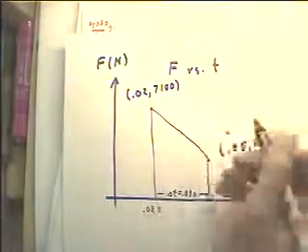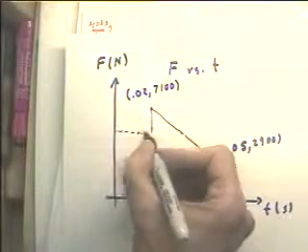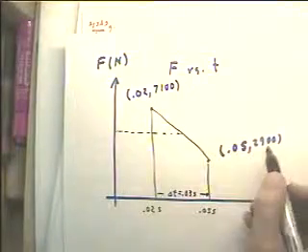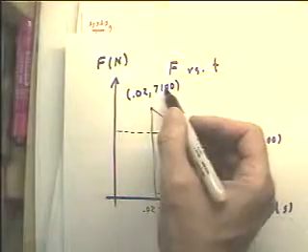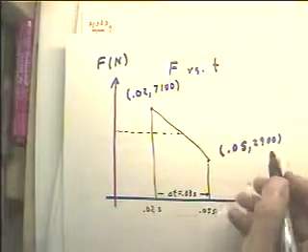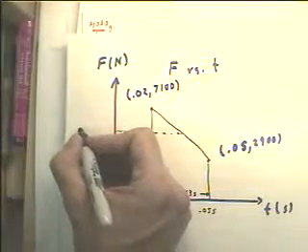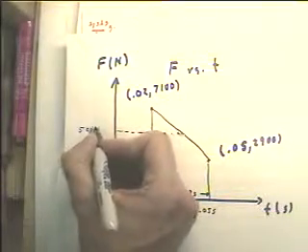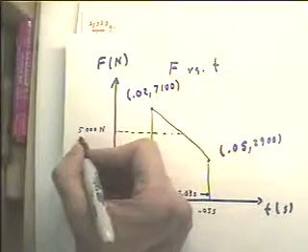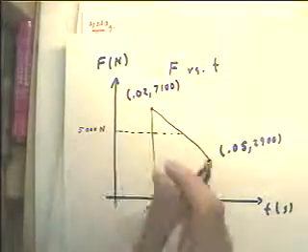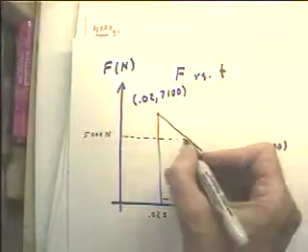Our average force will be the average of the 2,900 newtons and the 7,100 newtons. If we add 2,900 and 7,100, conveniently comes out 10,000. Okay, so that's our approximate average force.